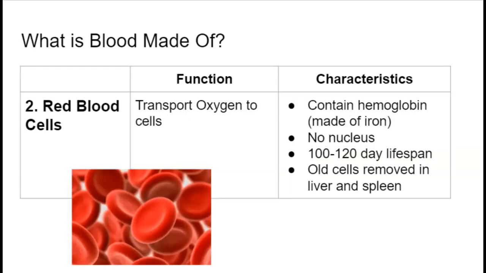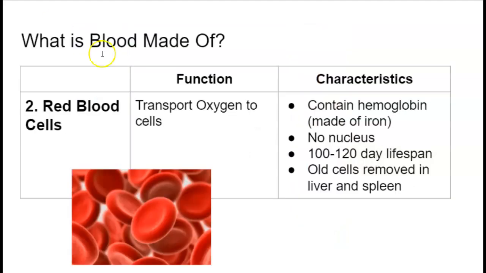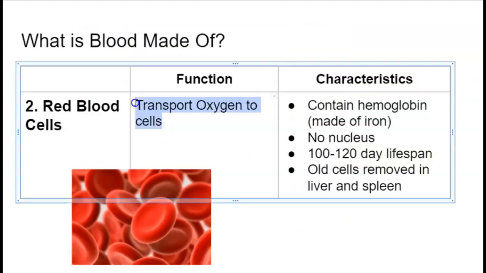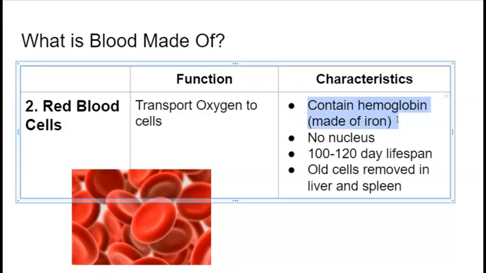Next, we have the red blood cells. I'm going to flip back to that picture really quickly. Red blood cells, they're on the bottom. There's a lot of red blood cells, and that's why our blood looks red, because there's so many red blood cells. So red blood cells, what do they do? They're in charge of transporting oxygen. They have something called hemoglobin. Hemoglobin's a molecule. It's made of iron, and it helps them transport oxygen to our cells.